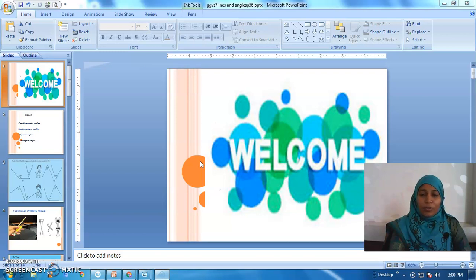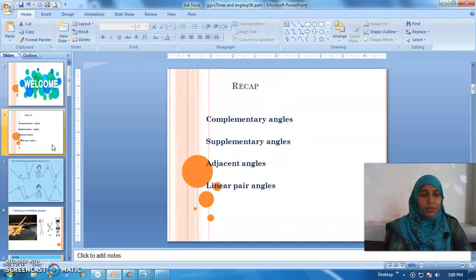Now we are dealing with the chapter lines and angles. Before getting into the new concept today, let us have a recap. We started with types of angles right from class 4: acute angle, right angle, obtuse angle, straight angle, reflex angle and one complete rotation, 360 degrees.